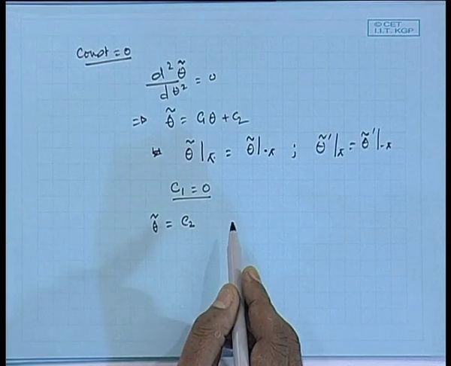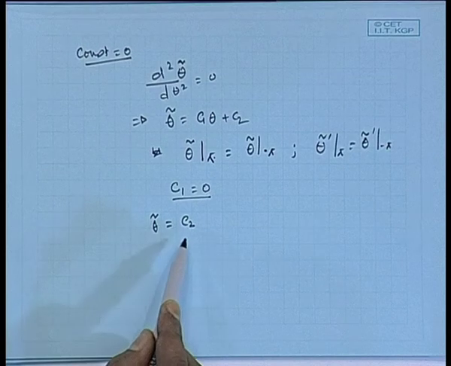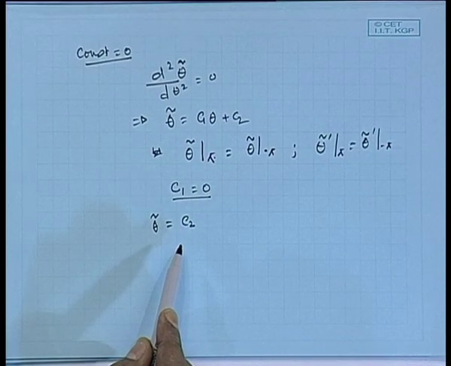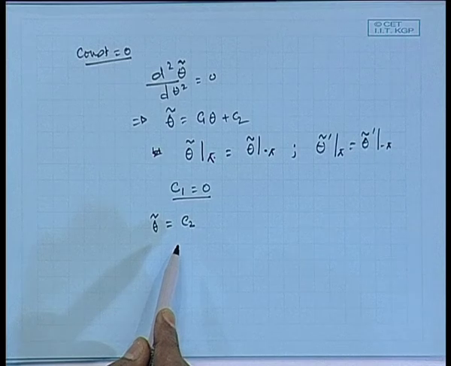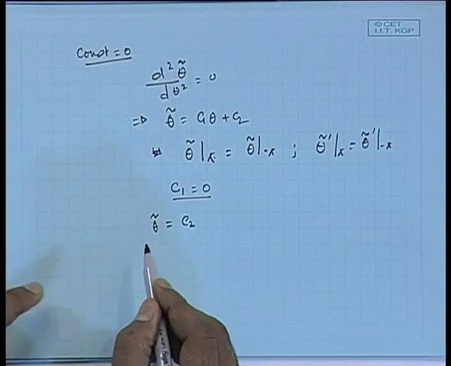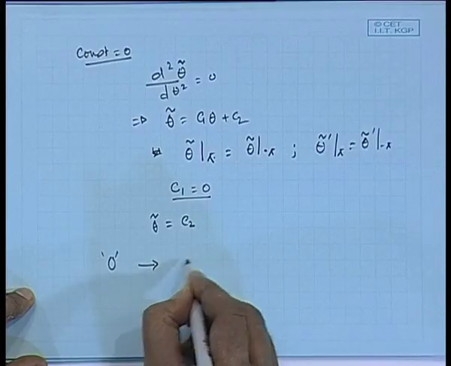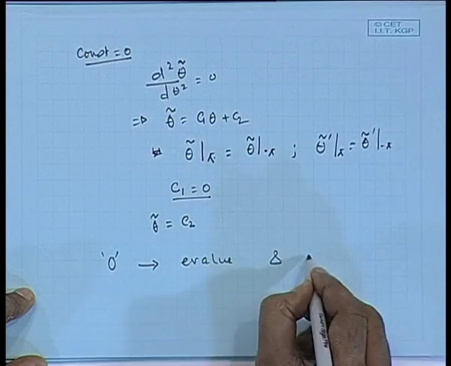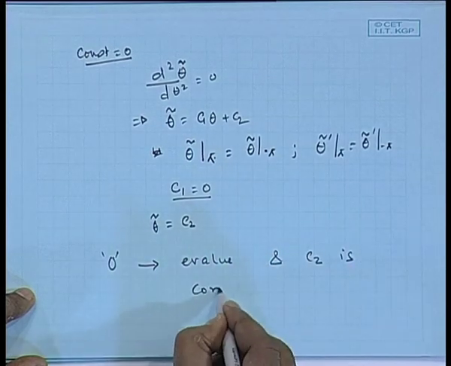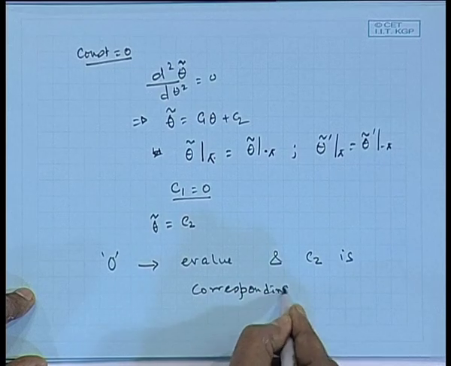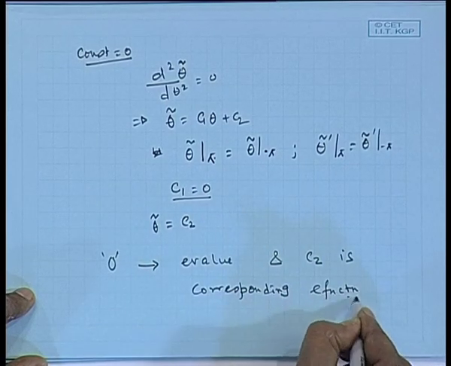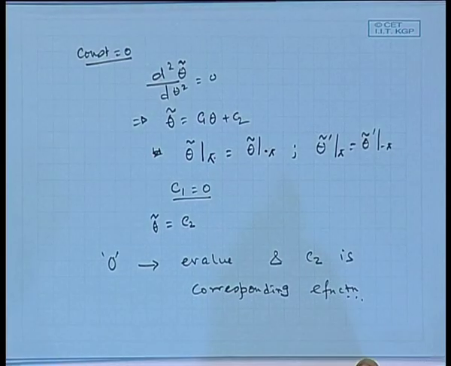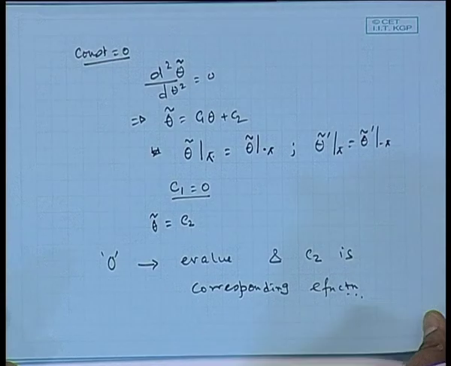So, that means 0 is an eigenvalue and constant is an eigenfunction for this problem, unlike the previous problems. So, we cannot omit 0 as the eigenvalue in this case. So, 0 is the eigenvalue and C2 is the corresponding eigenfunction. The eigenfunction may be a constant, it really does not matter. Okay. So, that is the case for constant equal to 0.